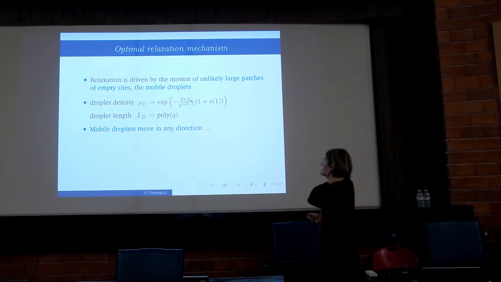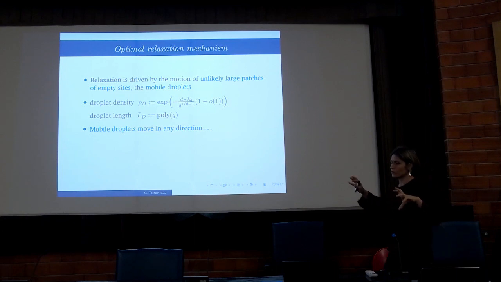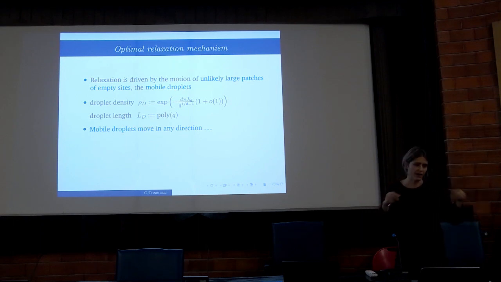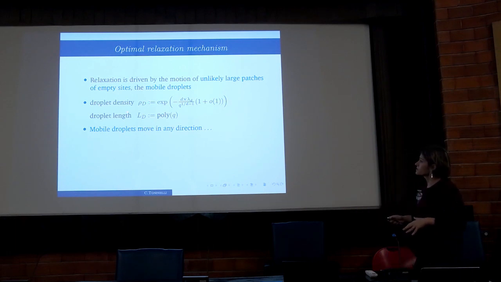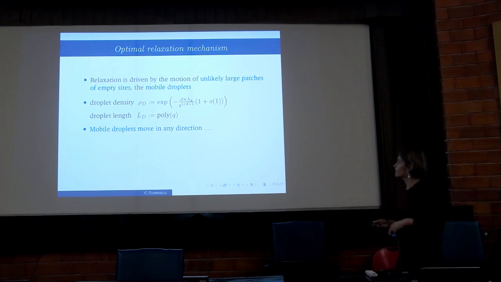The optimal relaxation mechanism is the following one: when q goes to 0, relaxation is driven by the motion of some large patches of empty sites. Patches in the sense that they are not completely empty, there will be some filled sites inside. These are large, atypical empty regions, which I call droplets, and they will move around in any direction. The droplets are big, they scale as a polynomial of 1 over q. They are unlikely, they have a density that scales as the inverse of the time that we will find at the end, so exponential of minus a constant divided by q to the right power. And I said that these droplets move in any direction.